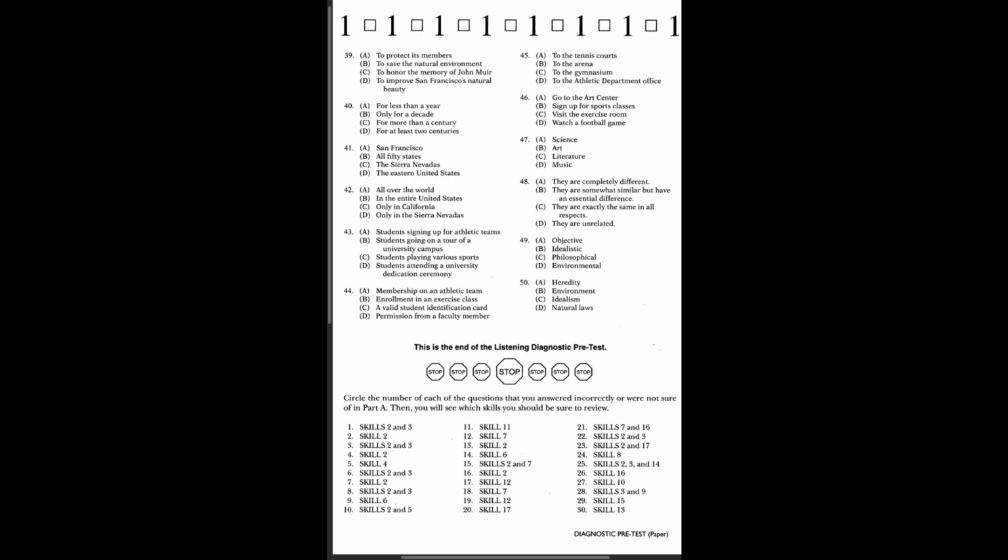Number 43. Who is probably listening to this talk? Number 44. What is needed to get into the exercise room? Number 45. Where should a student go to reserve a tennis court? Number 46. What will the students probably do next?